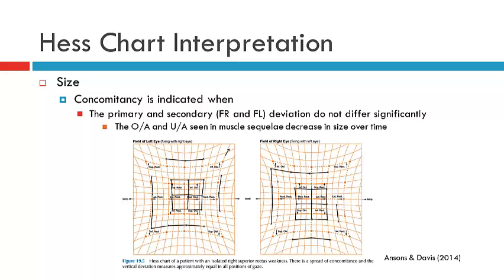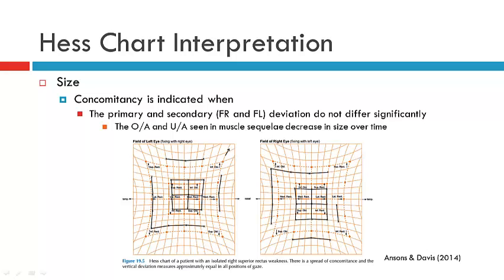And below here, we have an example of a patient who is developing or has developed concomitancy. Let me show you how we can see concomitancy. Firstly, it's actually difficult to tell which is the smaller field between the two eyes. Secondly, if you start to look at the deviation in various positions, you notice that there isn't much difference.